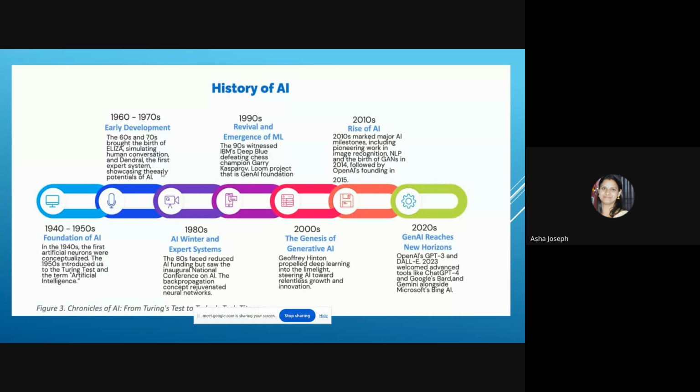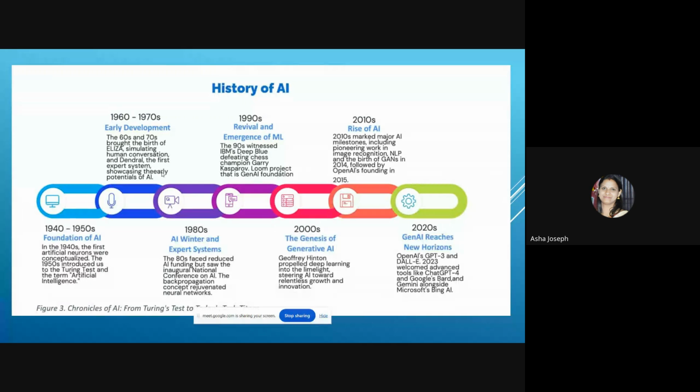Coming to the AI winter and expert systems, that was in the 1980s with the inaugural National Conference on AI, and in that conference, the concept of neural networks was introduced. Then in the 1990s, there was the revival or emergence of machine learning, and IBM's Deep Blue was introduced, which defeated the chess champion Gary Kasparov.